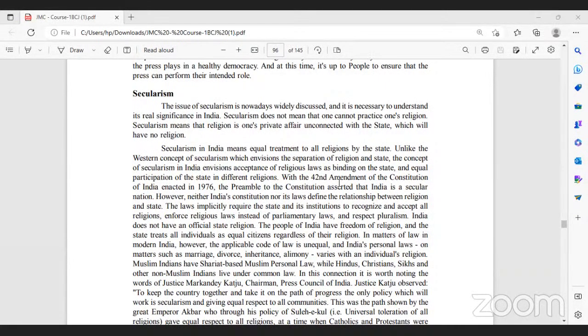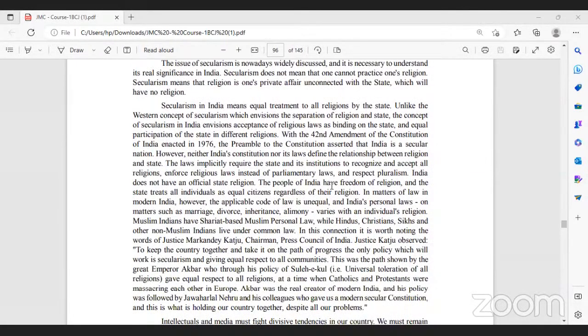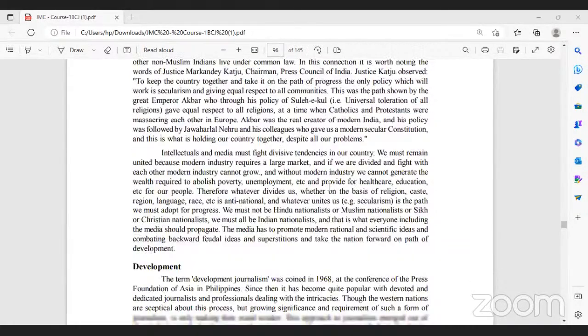Then in a secularistic society, there is a greater role for the media to play. Secularism means equal treatment of all religions by the state. Keeping that in consideration, there is also communal harmony that has to be maintained by the press.